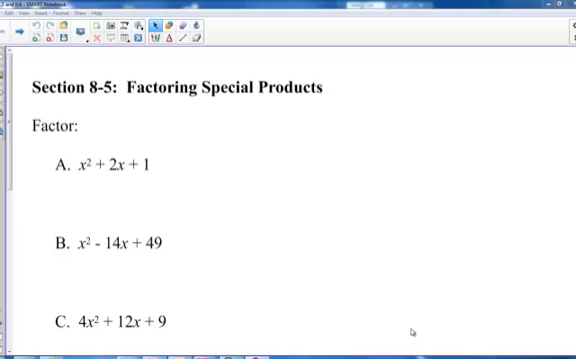Welcome back. We're going to finish up Chapter 8 today, doing two sections, 8.5 and 8.6. In the first section, it's about special factors.